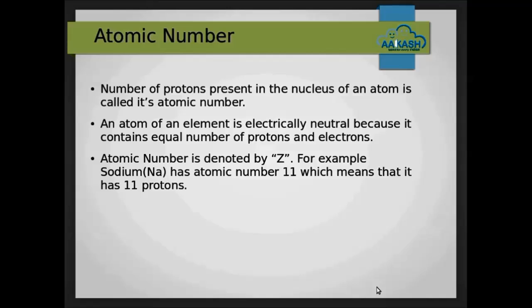Atomic number. The number of protons present in the nucleus of an atom is called its atomic number. An atom of an element is electrically neutral because it contains an equal number of protons and electrons. Atomic number is denoted by Z. For example, sodium has an atomic number of 11, which means that it has 11 protons.